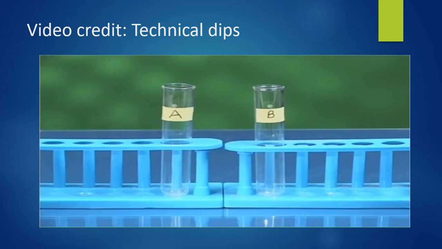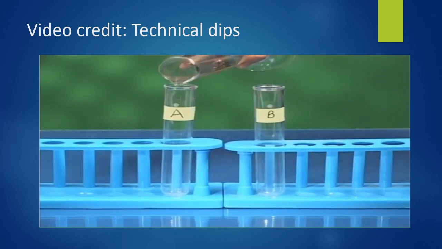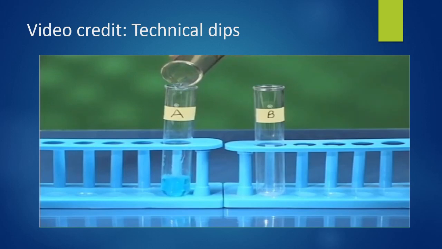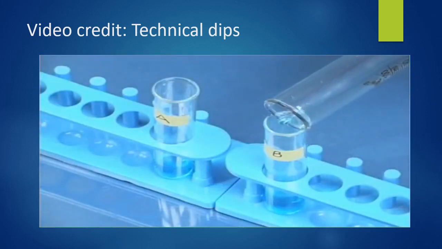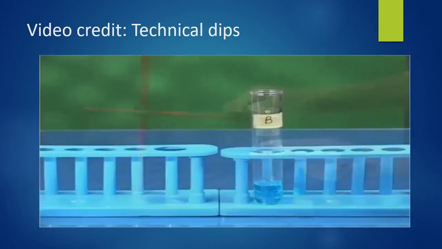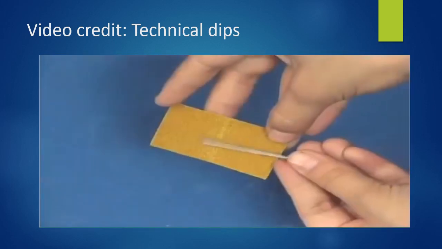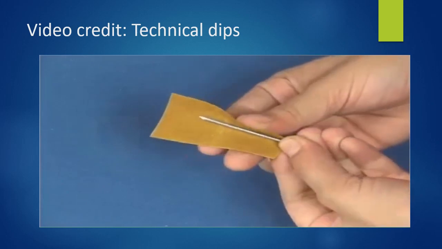Take 2 test tubes marked as A and B, and in each test tube pour about 10 milliliter of copper sulfate solution. Fix test tube A on the clamp stand and keep the test tube B as control sample in test tube stand. Now, take 3 iron nails and clean them by rubbing with sandpaper.